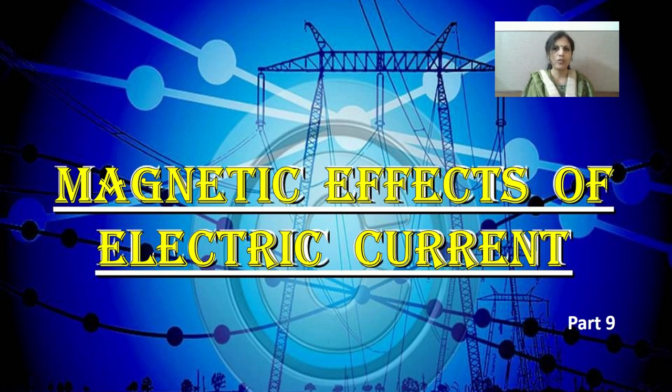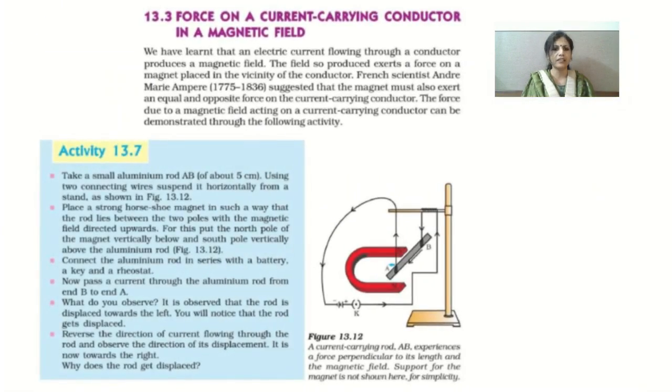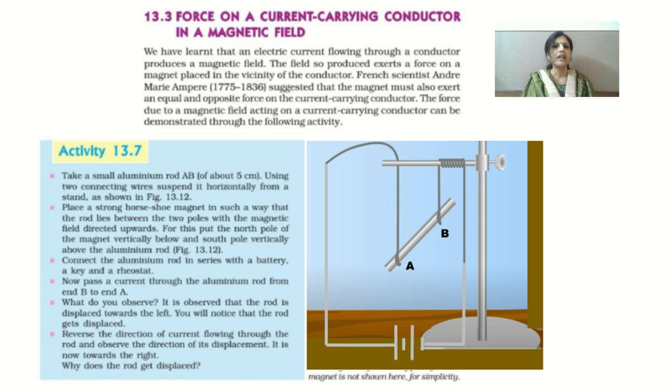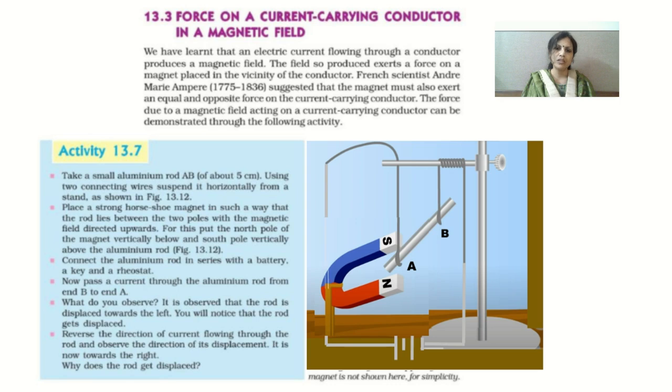Here is the next topic of the chapter, and that is the force on a current carrying conductor in a magnetic field. Under this topic, we have learned that suppose we take a conductor, an aluminium rod, and that aluminium rod is connected with the help of connecting wire to the battery. And if we place this aluminium rod in a strong magnetic field which is produced by this horseshoe magnet, then we will observe that this aluminium rod will experience a force.